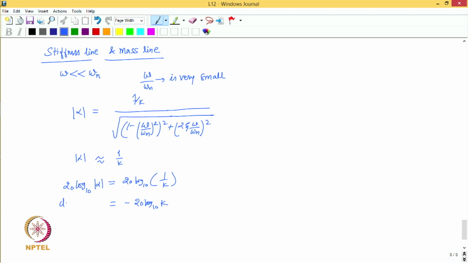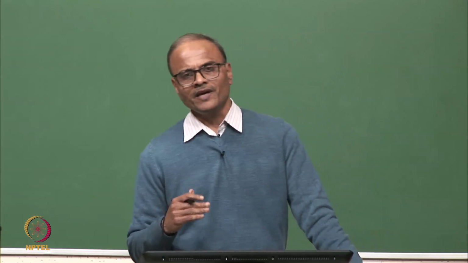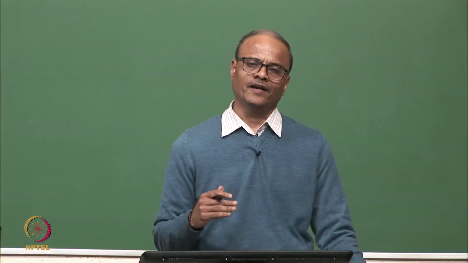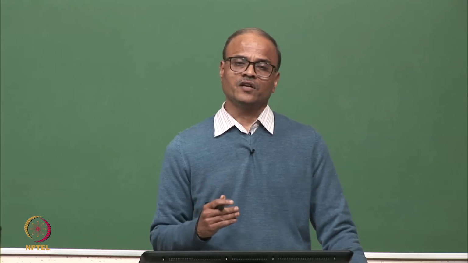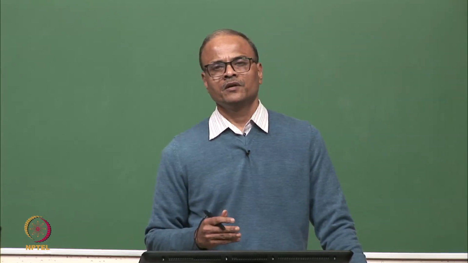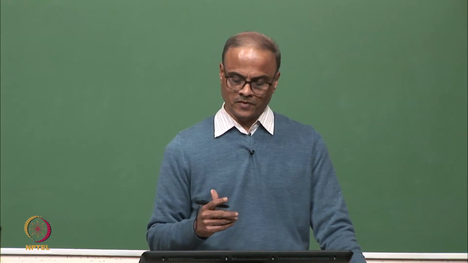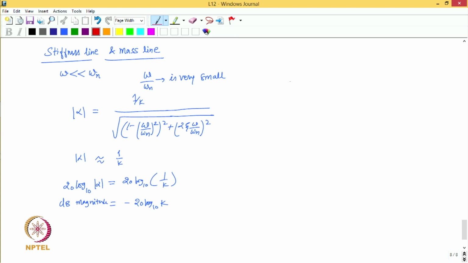So, this is the dB magnitude of the FRF, and we see that it is not dependent on omega, and therefore it represents a line which is parallel to the frequency axis, the x axis. It means that the magnitude of the FRF can be approximated by a line parallel to the frequency axis, which makes an intercept of minus 20 log 10 k on the y axis. Because this line is dependent only on the stiffness of the system, it is referred to as the stiffness line. So, if I show it graphically, what have we got?